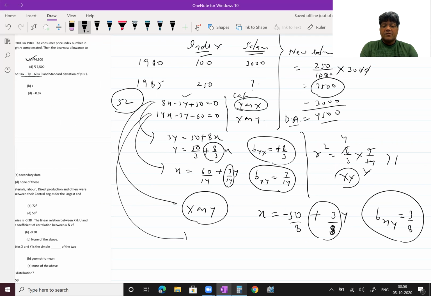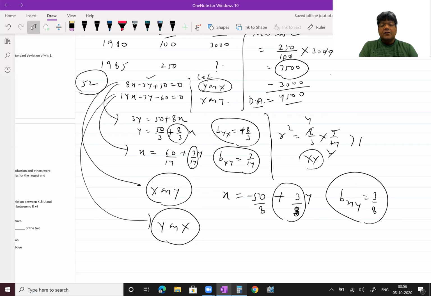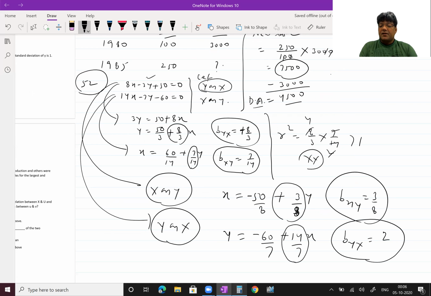And then this equation became y on x. So I will write it in y on x style, meaning y on the left side. 7y is equal to 14x minus 60. Now if I remove this 7, it will go to the denominator on that side. This became byx. Byx is equal to 14 by 7, which means 2.